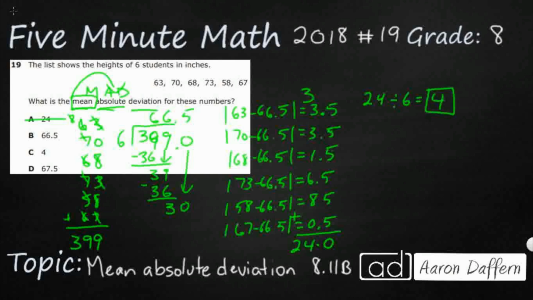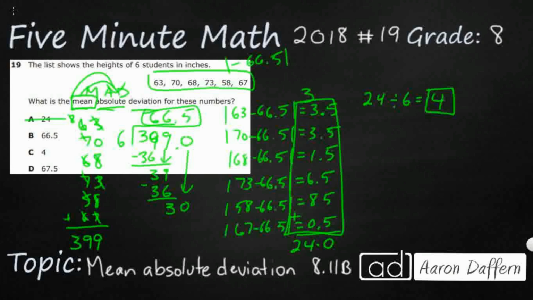What did I do? First, I found the mean of all of these values. It was 66.5. Then I looked to see how far away each of these values is from 66.5, but I wanted it to be absolute values, so it's all positive values. And then I found the mean again. So you're finding the mean twice. The mean again of those values, and I found that to be 4. So that is going to be my answer, C.